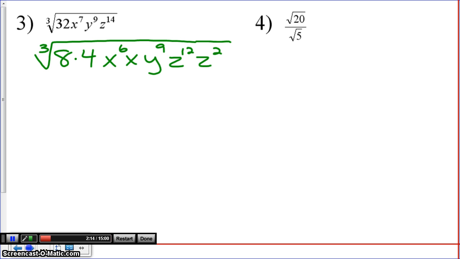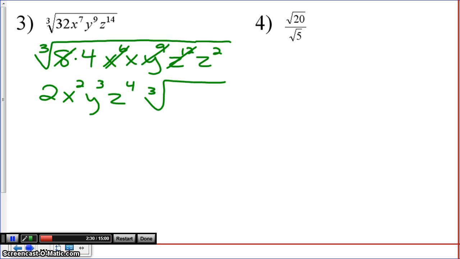So when I simplify this, I get 2x squared y cubed z to the 4th, and then I have the cube root of 4xz squared left over. Next one, I have the square root of 20 divided by the square root of 5. Let's divide those first to get the square root of 4, which equals 2.